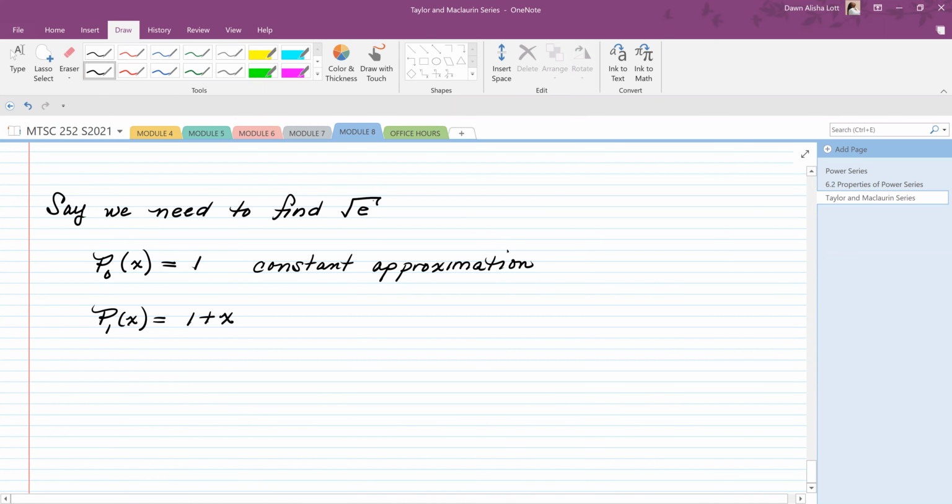Okay, so this would say the P1 of x, this is the linear approximation. Then P2 of x will be 1 plus x plus x squared over 2 factorial. Okay, so this would be the quadratic approximation.